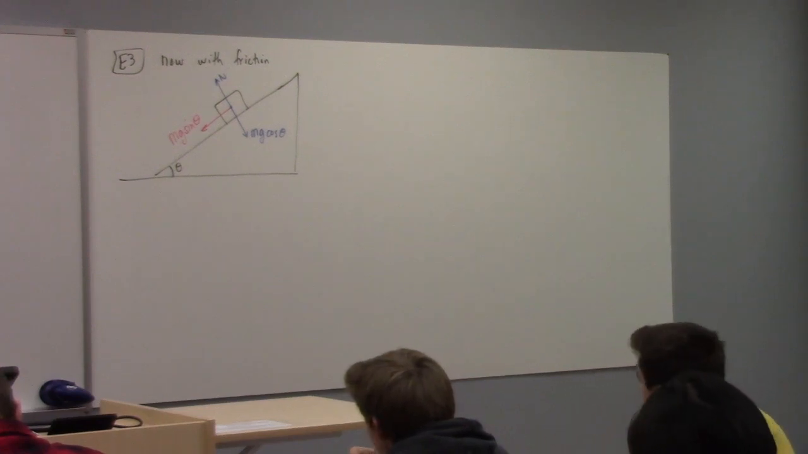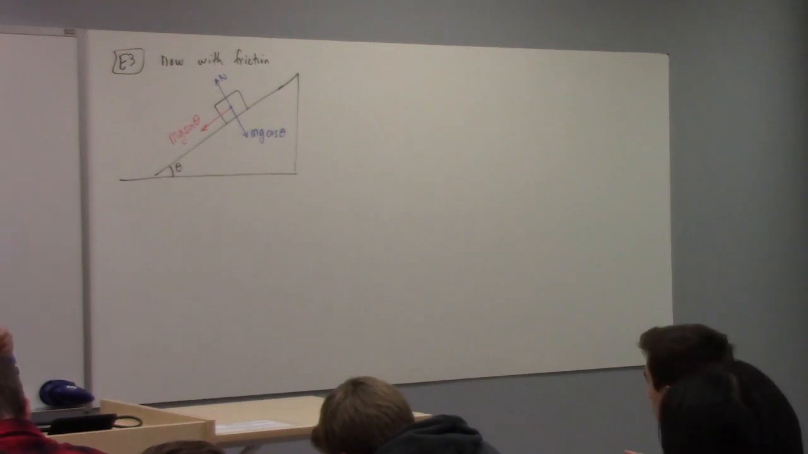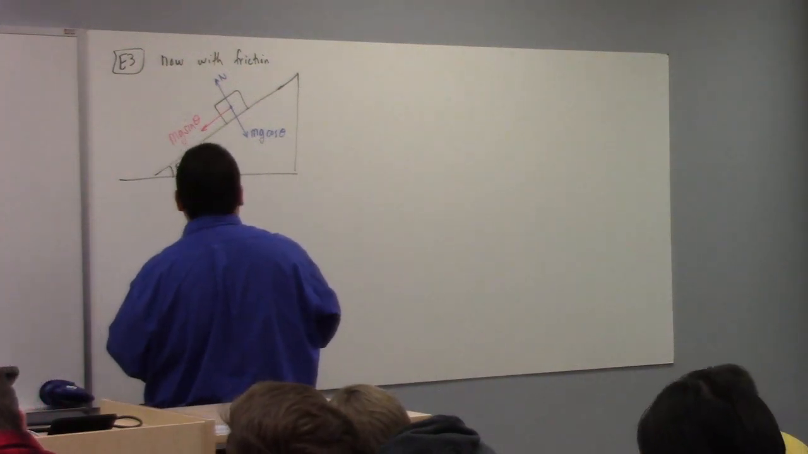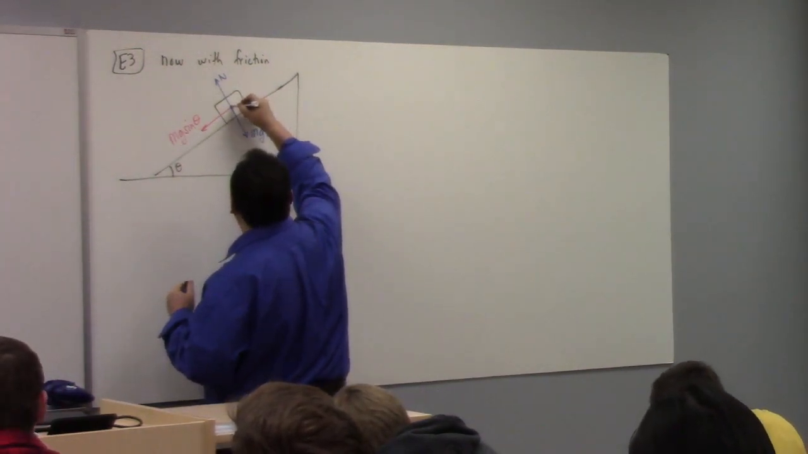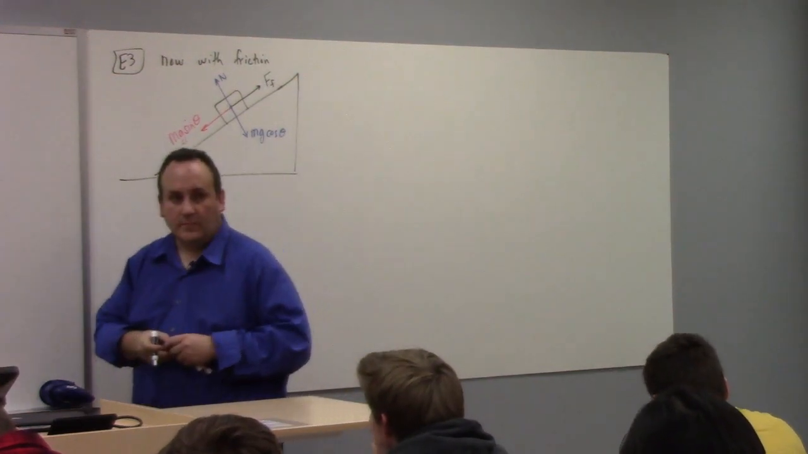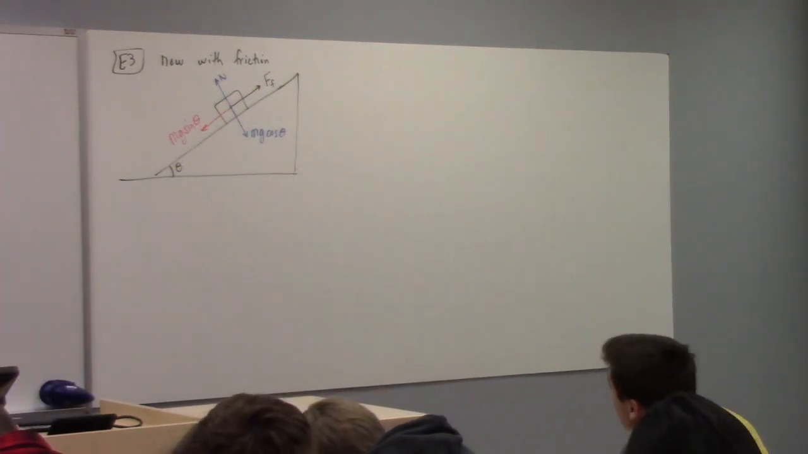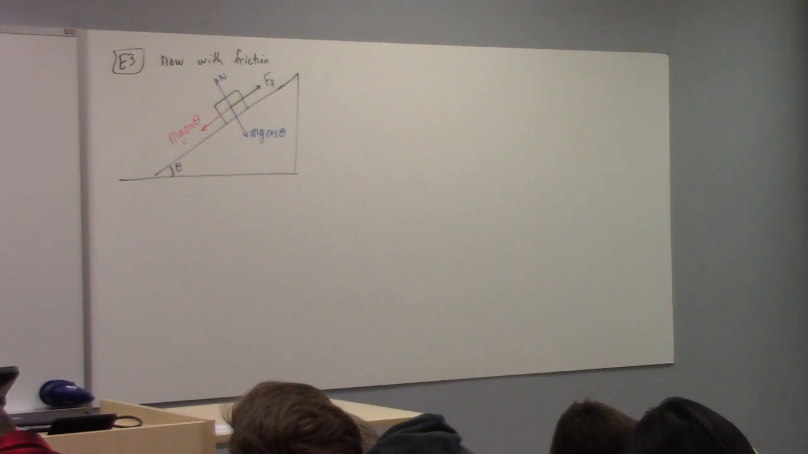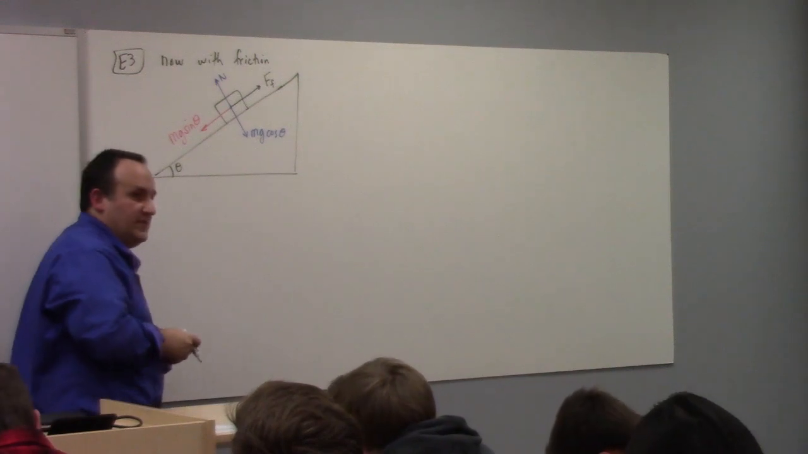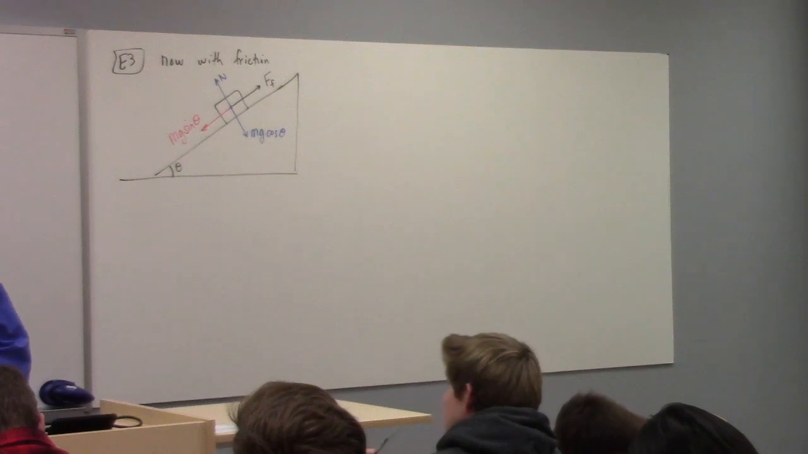What other forces are at play now? Force of friction. Where does that point? Opposite the motion, opposite the potential motion, right? So, like this, yeah? Okay. So then the question is, does the box slide? What's the maximum angle that we can put the box at before it slides, yeah? You know what I'm talking about?